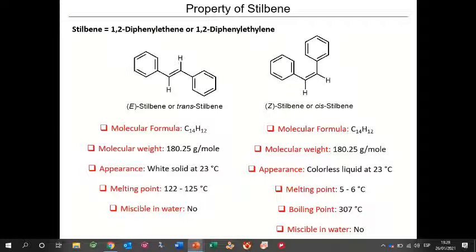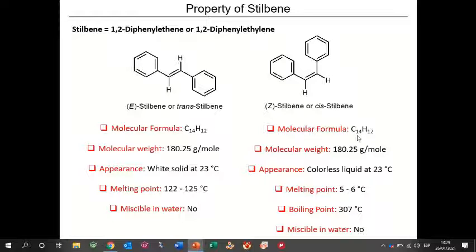So, first of all, let's review the properties of stilbene. This is the structure of stilbene. It can be named either 1,2-diphenylethane or 1,2-diphenylethylene. You have two conformations of stilbene, the E-stilbene or trans-stilbene and the Z-stilbene or cis-stilbene.